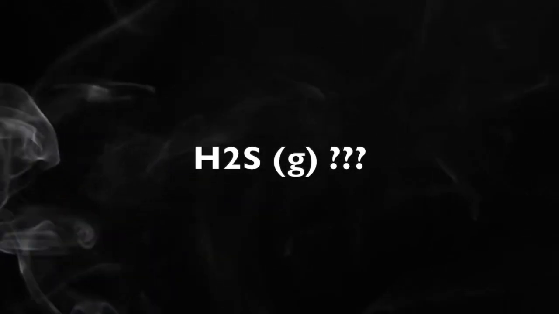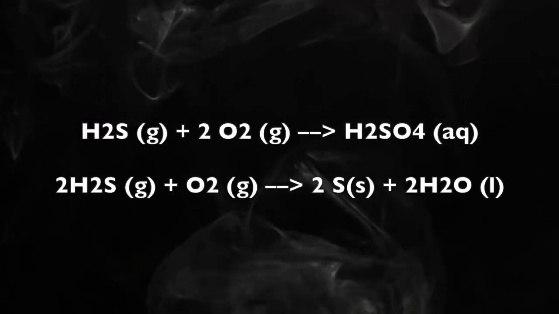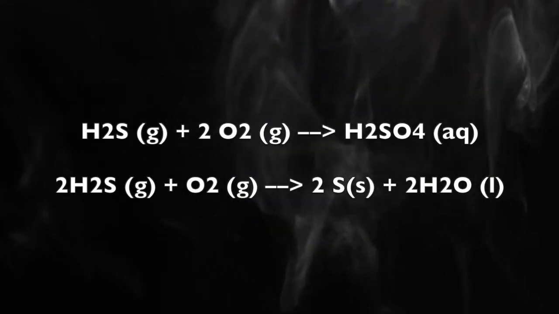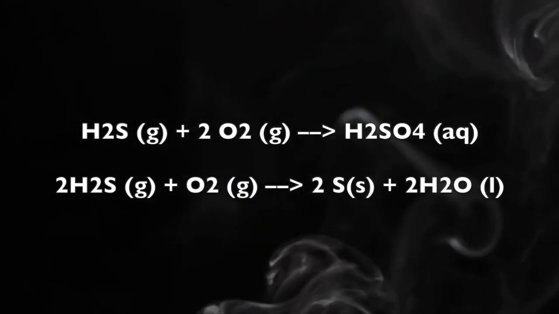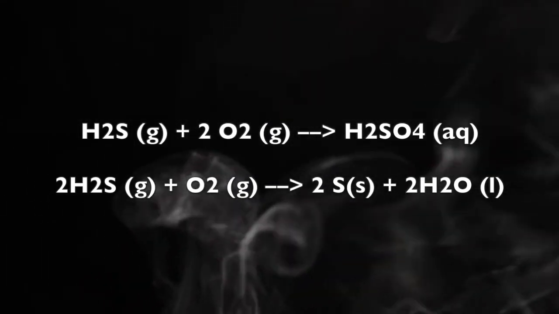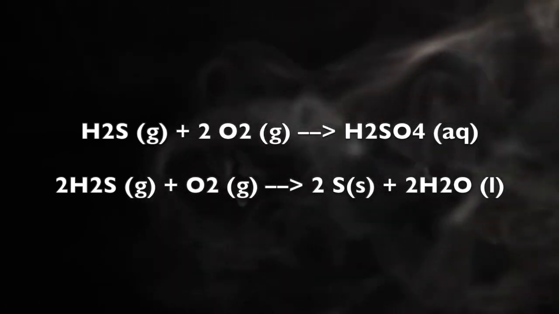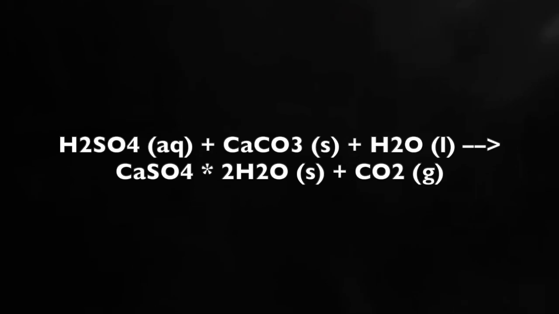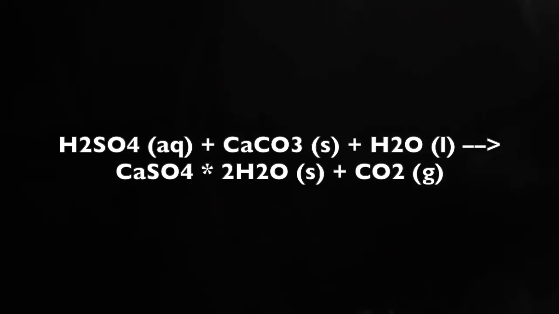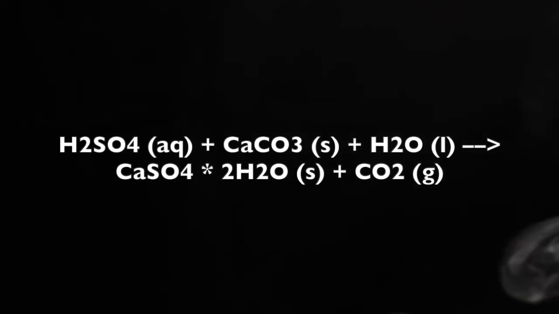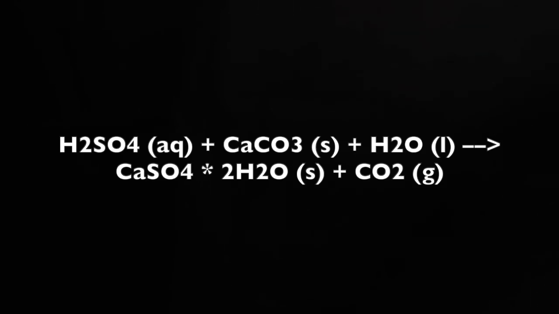Now you're probably wondering, what happens when hydrogen sulfide gas seeps into the cave and interacts with oxygen and different minerals? Well, let me tell you. As hydrogen sulfide gas interacts with the oxygen, it's going to produce a couple different products. It's going to produce sulfuric acid as well as solid sulfur and some water. This sulfuric acid is then going to interact with the vaterite as well as water to produce gypsum as well as carbon dioxide gas.